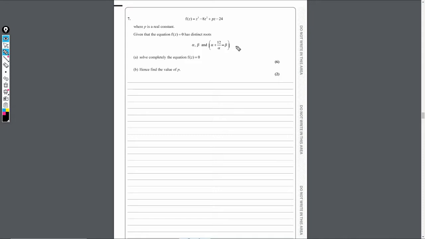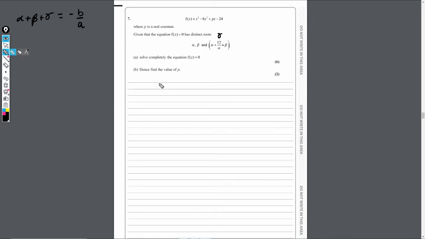Well, the first thing we know is that we're going to need to work out a value for alpha. So how can we get this value? Imagine this is alpha, beta, and I'm going to call this one gamma. So that's the root gamma. So I know alpha plus beta plus gamma is going to be equal to minus b over a. My b here is minus 8, so minus b over a is 8 over 1.